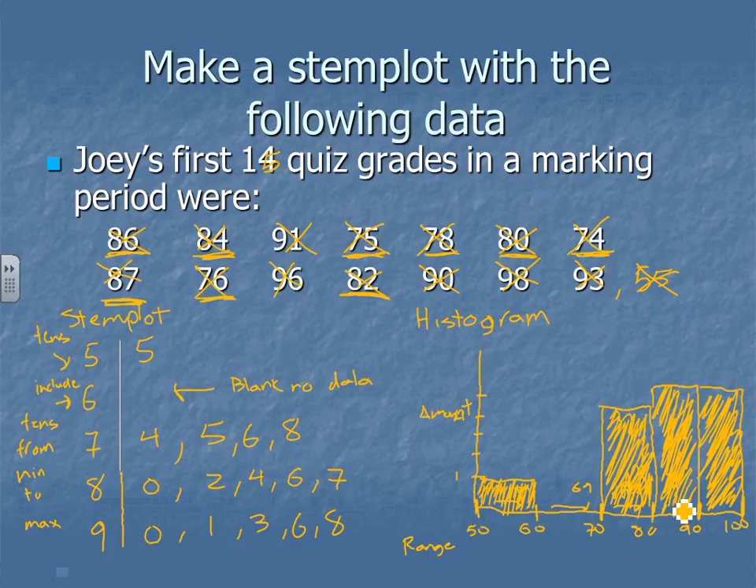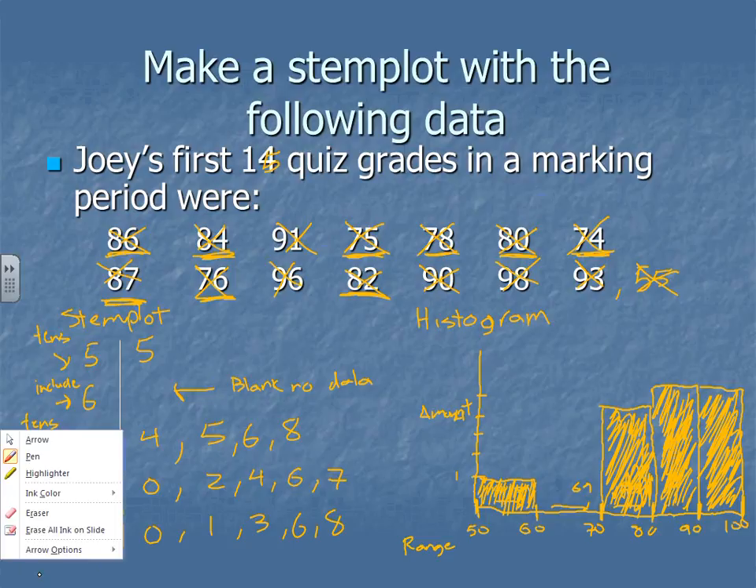Now, advantages to stem plots. With stem plots, you can see every single data value. Histograms, you just see amounts. So you don't know exactly what your data is if you're just looking at a histogram. However, you can see how it's spread out. Okay, so those are advantages and disadvantages.